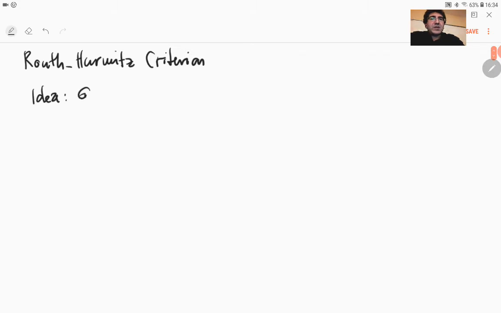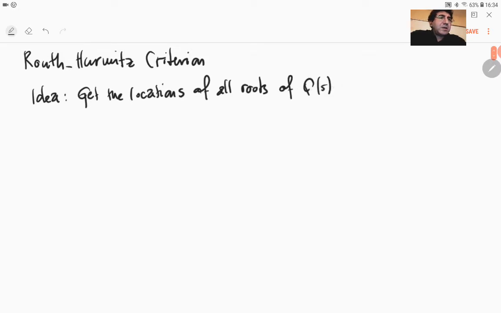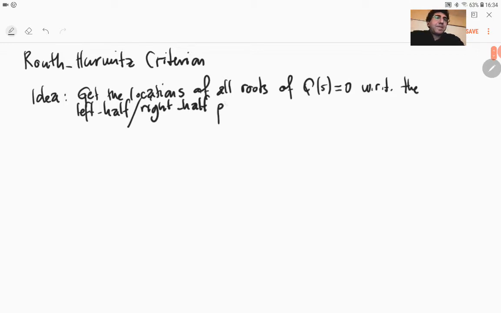So we would like to be able to get the locations of all roots of Q of S equals 0 with respect to the left half plane slash right half plane without solving for all the roots.